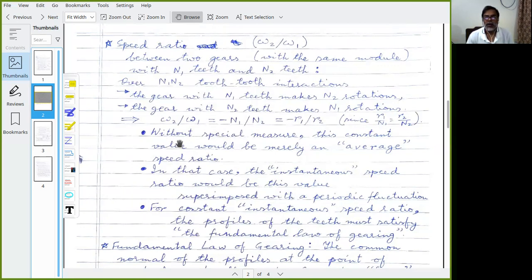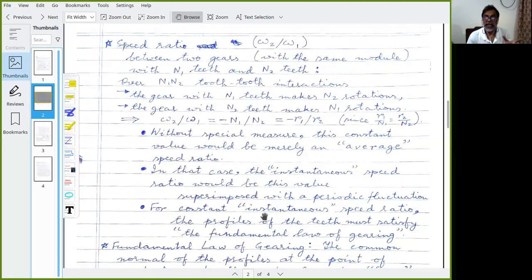Now, without special measure, this constant value would be only an average speed ratio. The average speed ratio will remain constant without any special measure. In that case, without any special measure, what would happen? That over a cycle, you will find this to remain alright, but during the cycle, there will be fluctuations. Okay? If the teeth engagement are without any special geometric profile.